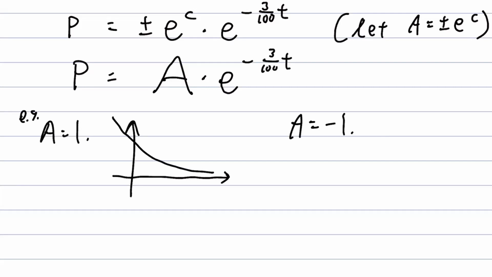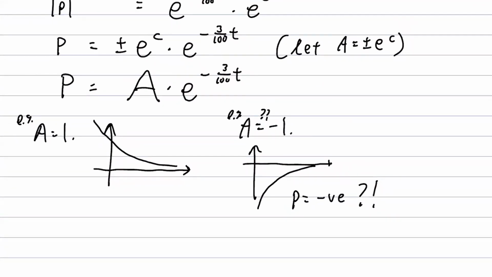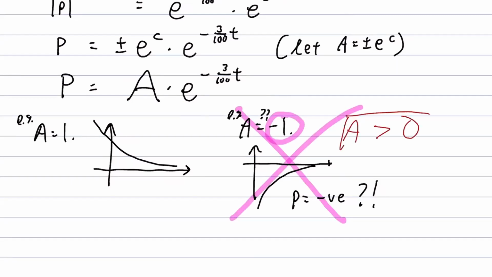If A equals -1, this doesn't make sense, because your graph will look like this. It will become negative, which means your population is negative. How can you have a negative number of sheep? You're counting them backwards. Doesn't make sense. So this doesn't exist. A must be more than 0. From the obvious, you can deduce that. So basically, the graph will always look like this, no matter what positive value of A you give. It will always go downwards because of the negative here.